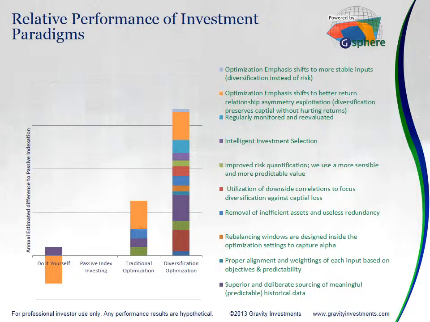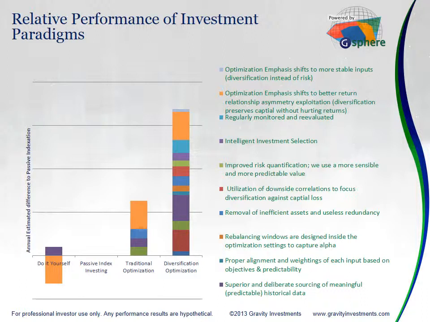Here we're looking at the different touch points of a diversification optimization process and comparing that to other touch points and other processes. So we're using passive index investing as sort of the null hypothesis. It's not really adding, it's not really subtracting. It's just sort of the null hypothesis.